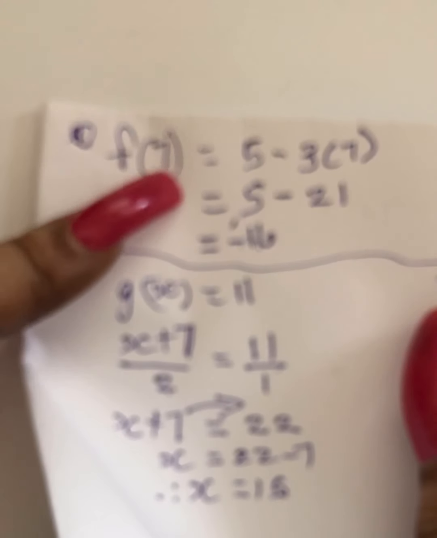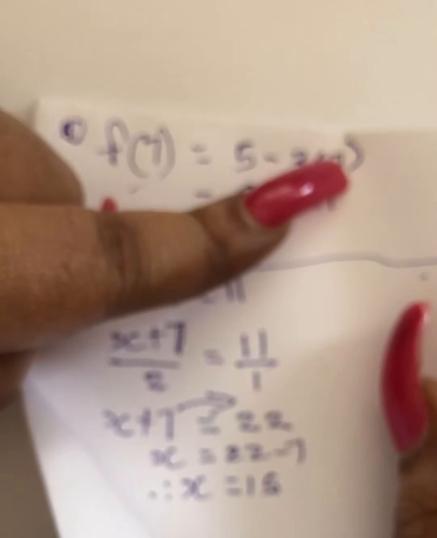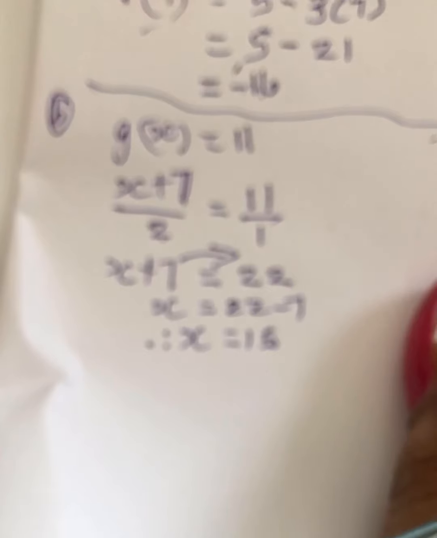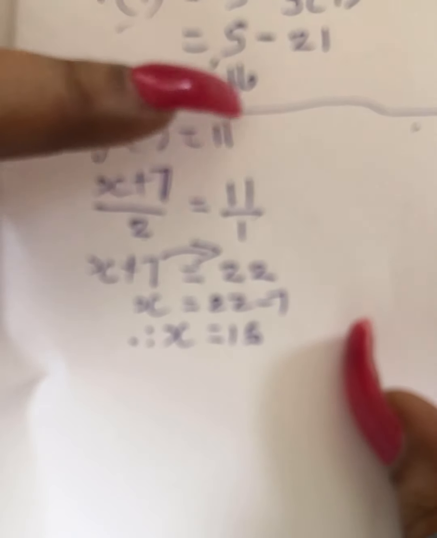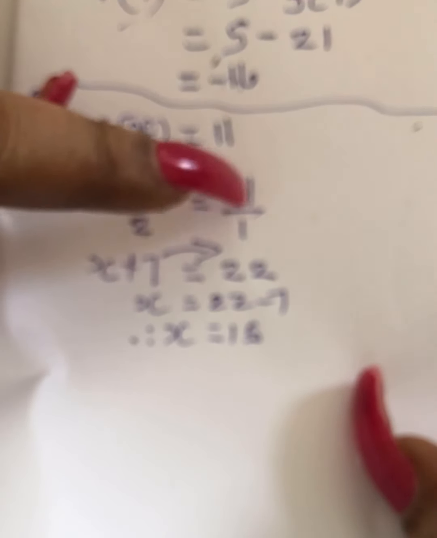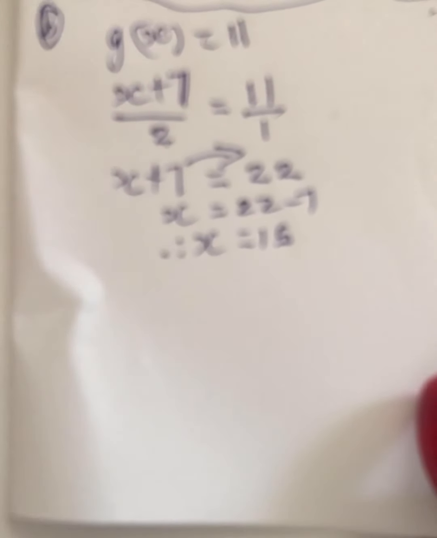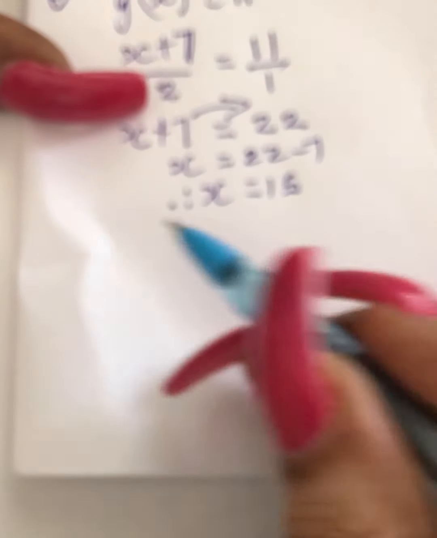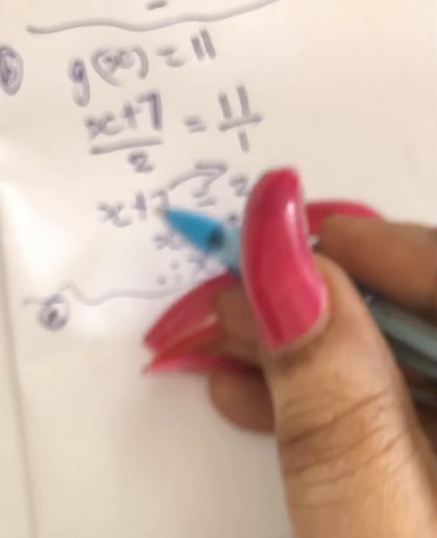Let us look at our parts again. Part A, we were substituting 7 where we see x. We substituted 7 here and we simplified. Good. Part B asks us to find the value of x where g of x is equal to 11. So we made our g of x equal to 11 and we solved the linear equation. We got 15. The next part is asking us to write a simplified expression. This is our part C.